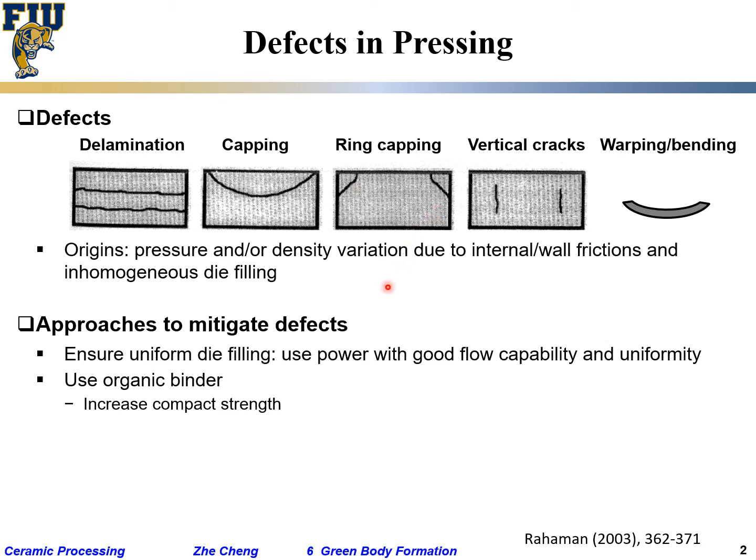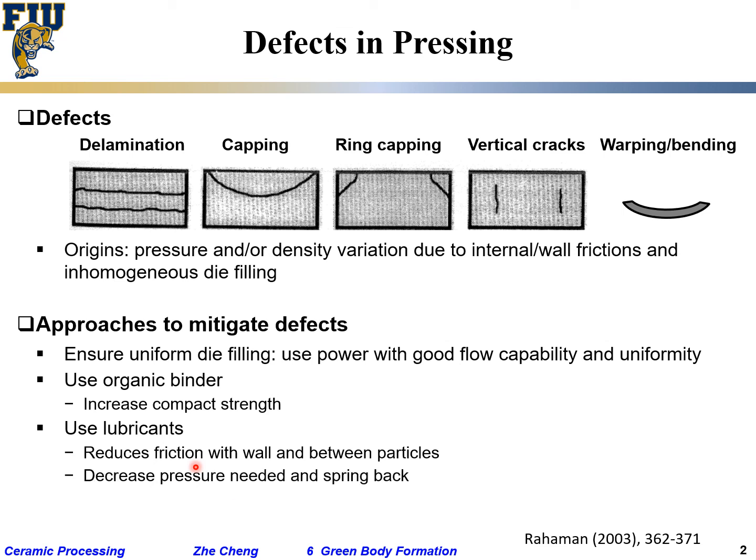Okay? And also don't forget, sometimes you need some help from organic binder. But sometimes we try to avoid organic binder because it complicates, especially if you have large samples, the heat treatment process. You have to go very slowly, which may not be good. And use lubricant. Lubricant reduces friction between the wall and the particle and helps the pressure to be more uniform. Okay? Decrease pressure needed to reduce or avoid so-called spring back. You think of this. Too high pressure, and when you release, okay?